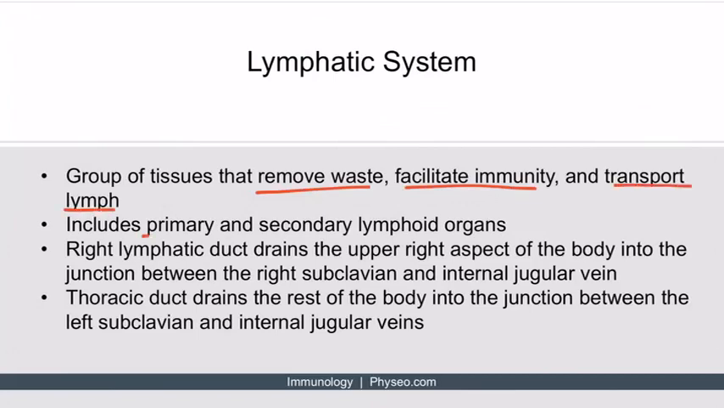Organs of the lymphatic system include primary and secondary lymphoid organs. Finally, you should know that the right lymphatic duct drains the upper right aspect of the body back into the vascular system, while the thoracic duct drains the rest of the body back into the vascular system near the heart. Let's show an image of this so you can see what I'm talking about.